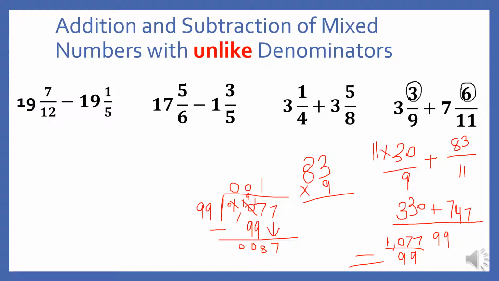What do we have now? 87. Could 99 go into 87? Nope. So 99 by 0 is 0. We're going to subtract. 7 take away 0 is 7. 8 take away 0 is 8. So what do we have here? 99 can go into 1,077 10 times with a remainder of 87 over 99.